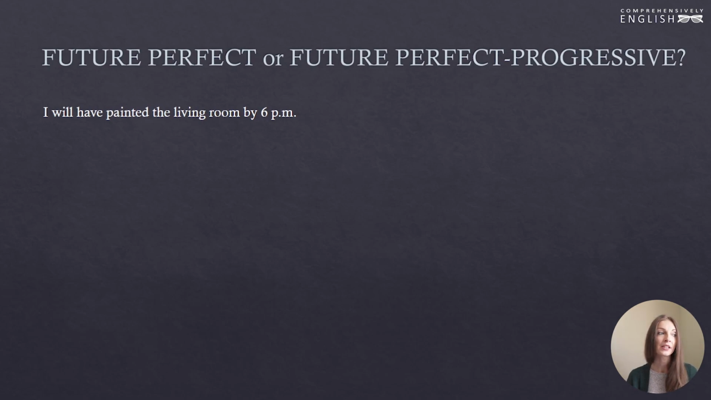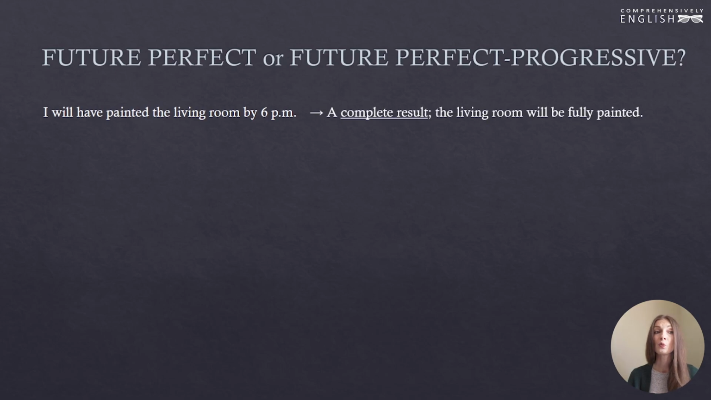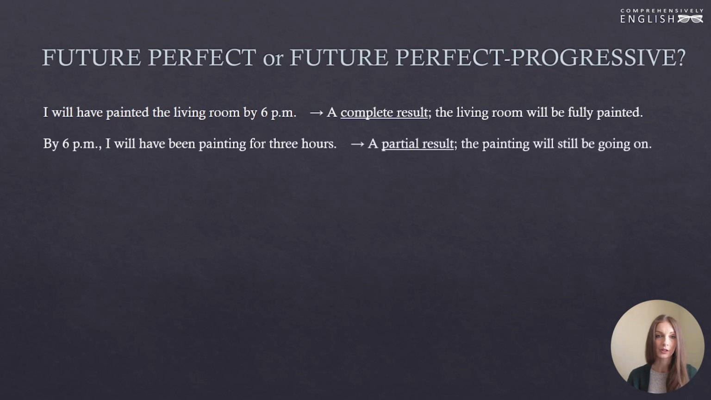I will have painted the living room by 6 p.m. It's a complete result. The living room will be fully painted by a particular moment in the future, in our case by 6 p.m. By 6 p.m. I will have been painting for 3 hours. We don't have a complete result here. It's a partial result. The painting will still be going on at that moment.